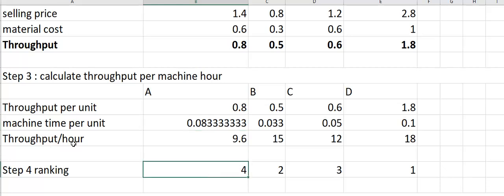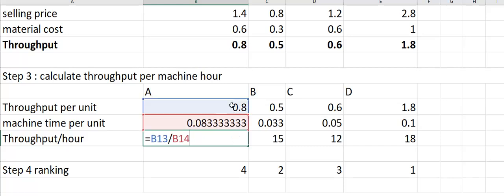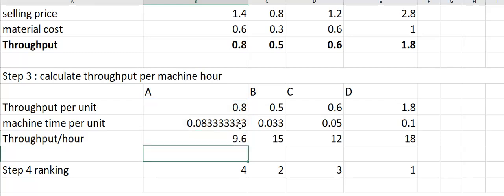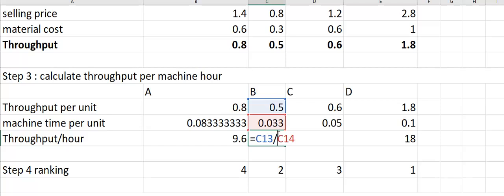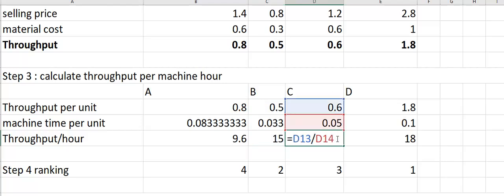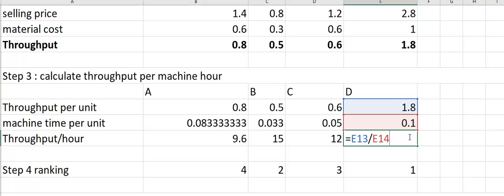Now throughput per hour, what you'll be doing, you divide the throughput per unit by machine time. So it will be 0.8 divided by 0.0833, so the answer is 9.6. And here it will be 0.5 divided by 0.0333, which is 15. Then for C, it will be 0.6 divided by 0.05. Then for D, it will be 1.8 divided by 0.1.